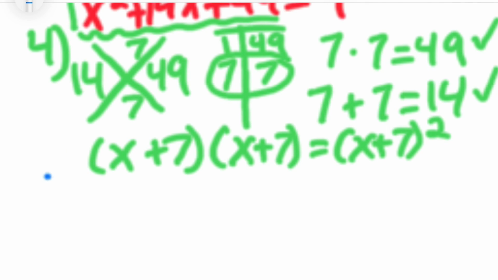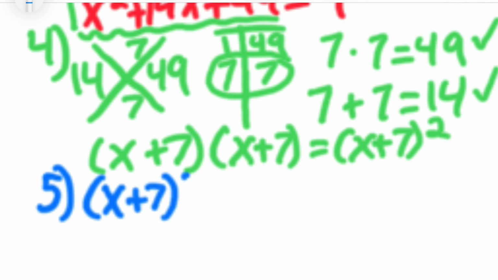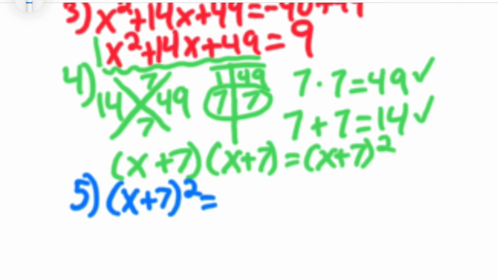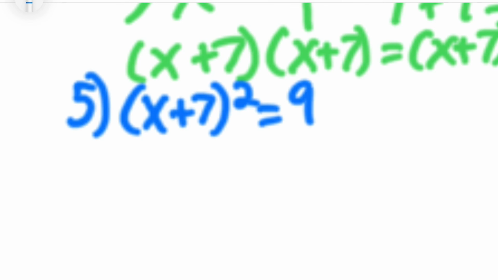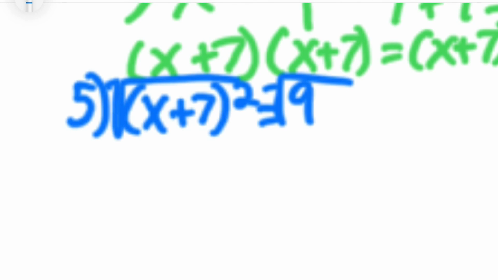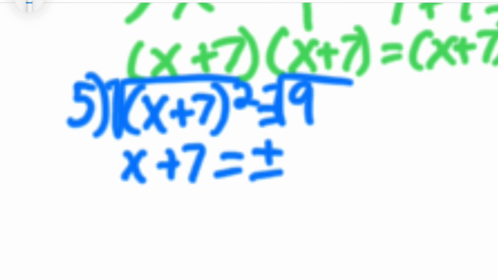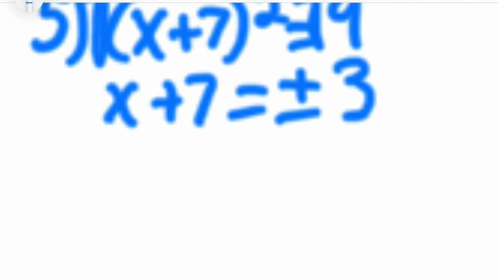Lastly, we are going to take that factored form, x plus 7 squared, and set it equal to our right side from step 3, which is 9. To solve for x, we gotta get rid of the square by square rooting both sides. And we get x plus 7 equals plus or minus 3.